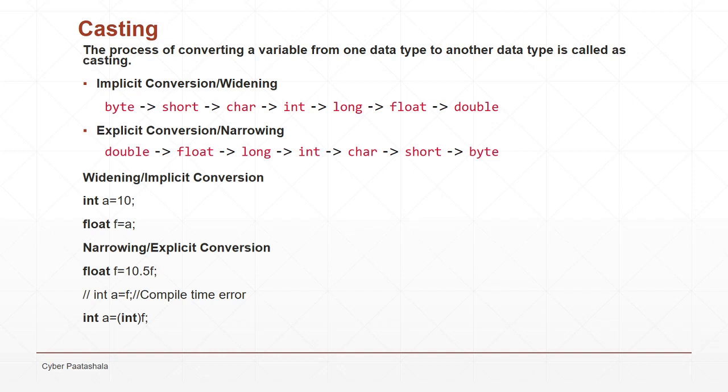But if you want to explicitly specify that, okay, I am okay to convert my float variable f from float data type to int data type, you can specify that using explicit conversion. So that you can do with int a equals, in the braces, int, f. So this will be executed successfully and the value 10 will be assigned to a, because we are explicitly converting the float variable f from float type to integer type. In the integer type we don't have a fraction value, so that is the reason it will be rounded down to the value 10.